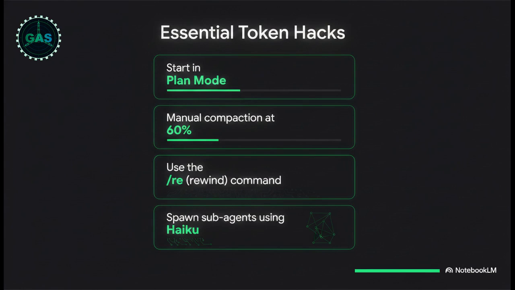Second, don't wait for the system to auto-compact at 95% capacity. That's kind of like frantically packing a suitcase 5 minutes before a flight. Instead, manually compact your context at around 60%.